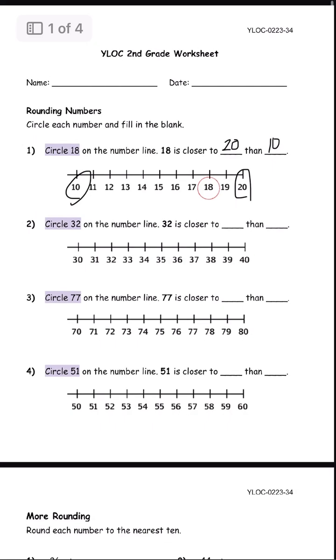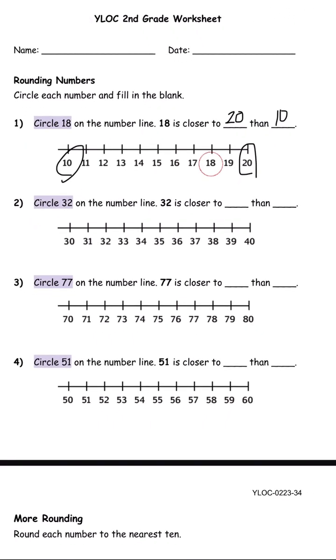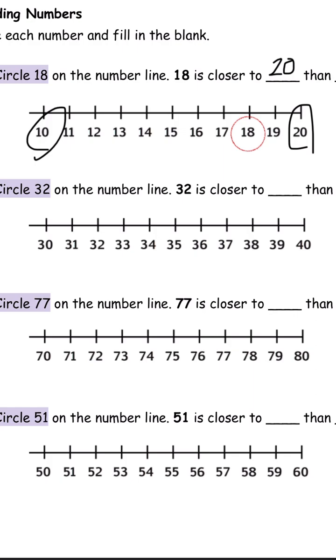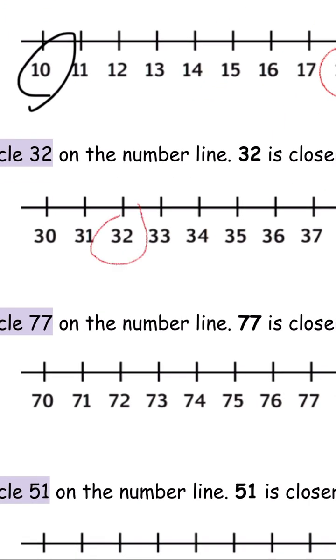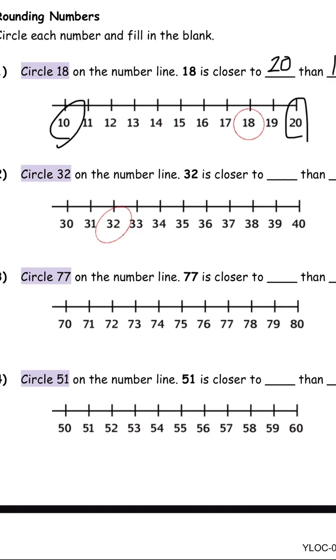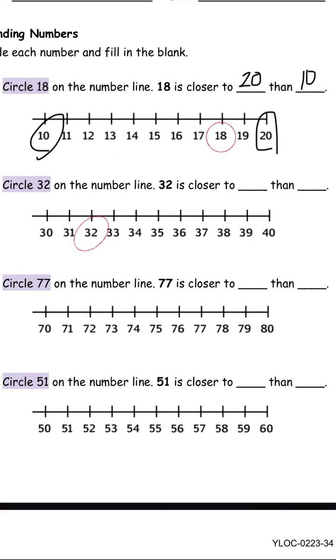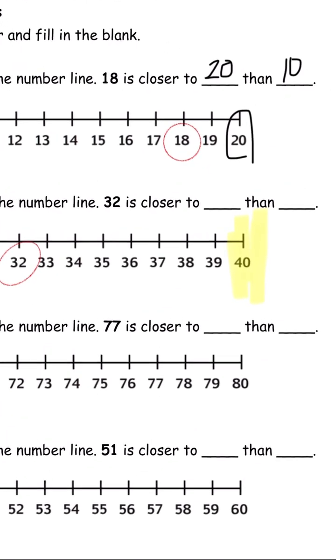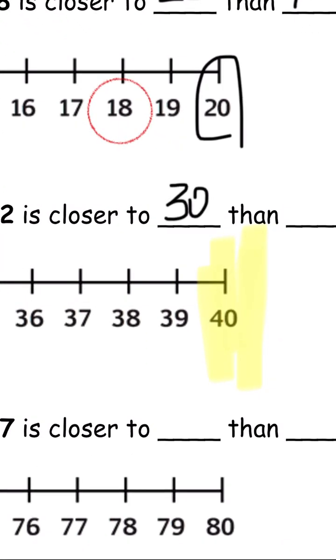Okay, we can try number 2. We have circle 32 on the number line. So we're going to start with circling 32 again. So here is 32. Okay, now since we circled it, we have to fill in the blank. And it says 32 is closer to, and now we have to look at these two numbers, 30 and 40. So which one is closer? Is 32 closer to 30 or is 32 closer to 40? And we can see that 32 is closer to 30, right? Over here. So we're going to write 32 is closer to 30 than 40.